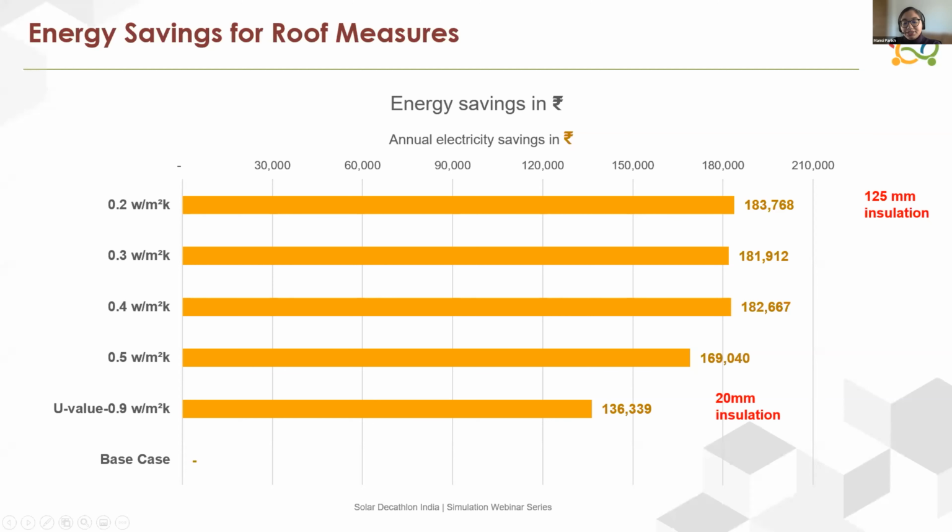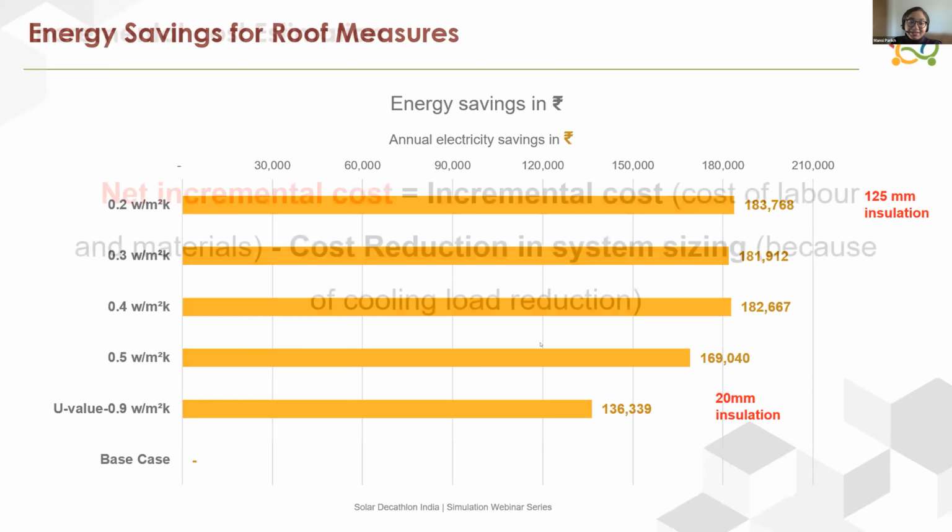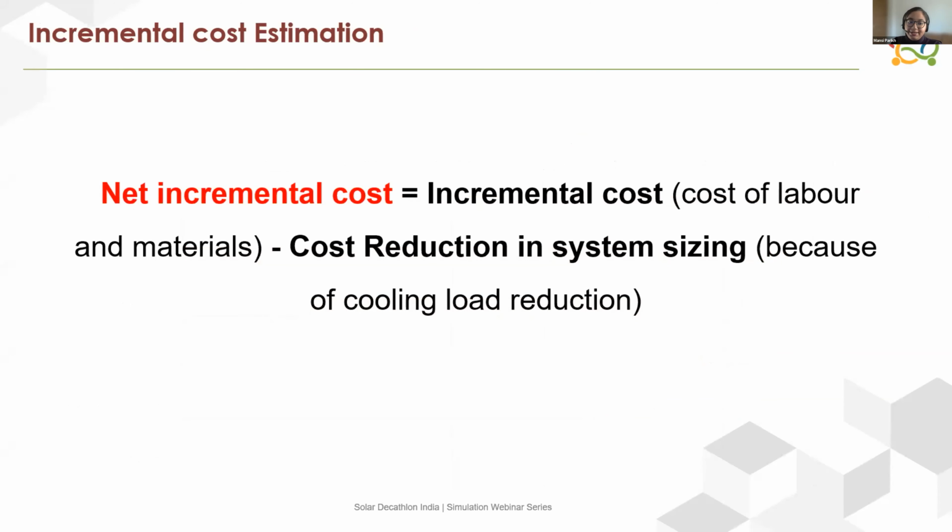However, 25 mm of insulation, if we use extruded polystyrene insulation, would cost around 250 rupees per square meter, while 125 mm of insulation is going to cost you 1250 rupees. So there is a significant difference in the cost required for both. There has to be a balance between annual electricity cost savings as well as the cost of incorporating the energy conservation measure in a building, to arrive at a decision on which insulation you should suggest to the client. That's the reason we have a term called net incremental cost.